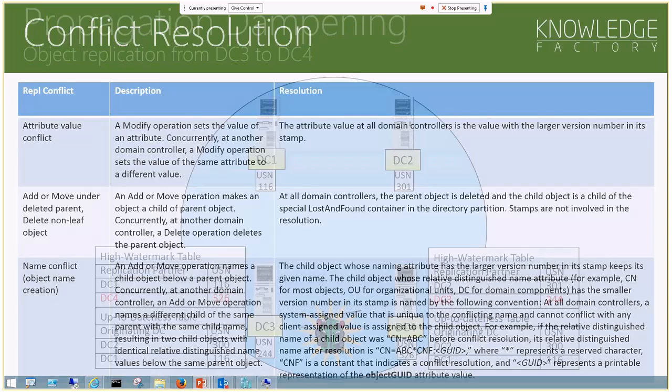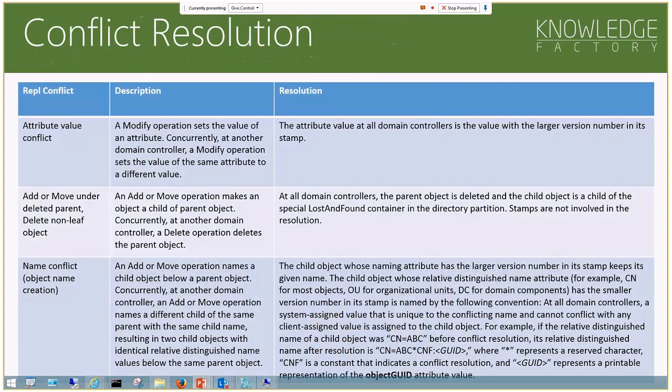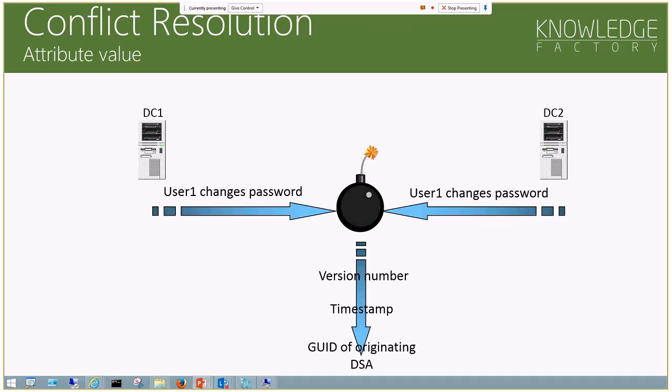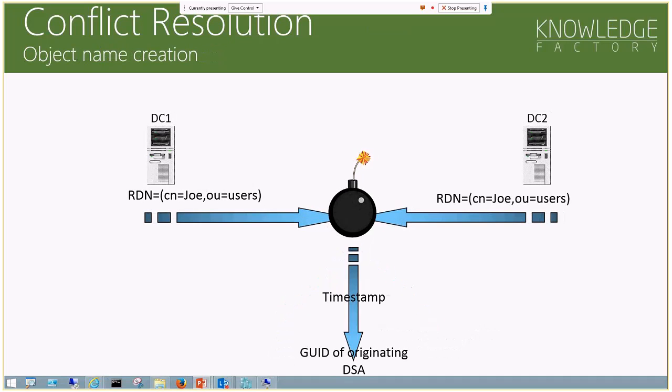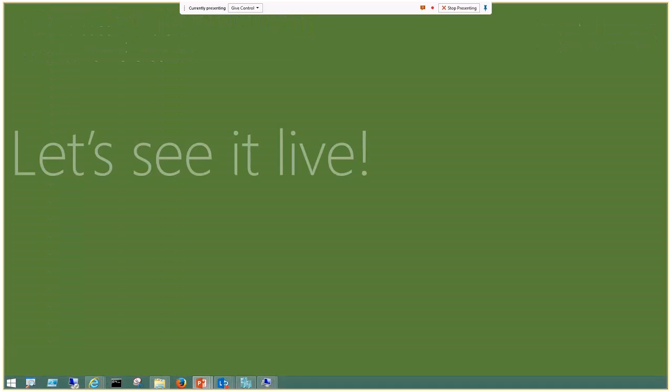Conflict resolution, this is for you to read more on, but you will see it soon. Attribute value conflict resolution: if I change the passwords, it goes by version number, timestamp, and GUID of the originating DSA. Move under a deleted OU: the object will be moved to LostAndFound. Object name creation, which was the demo I prepared, which I will show you in 1 minute.